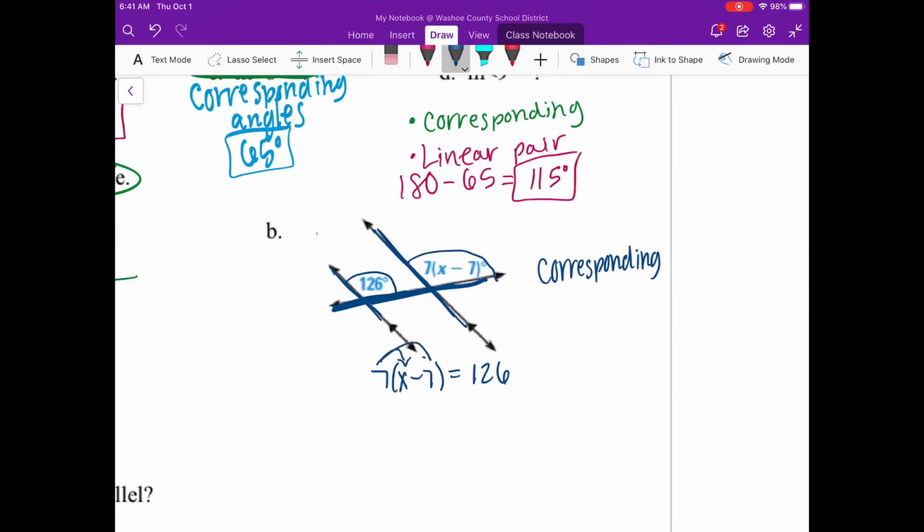So I'm going to apply the distributive property here. 7 times x is 7x. 7 times minus 7 is minus 49 equals 126. I'm going to add 49 to both sides so that they cancel here. I end up with 7x equals 175. And my last step here is to divide by 7. So x equals 25.